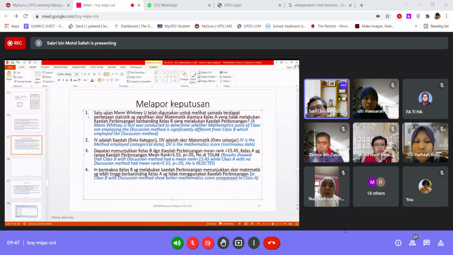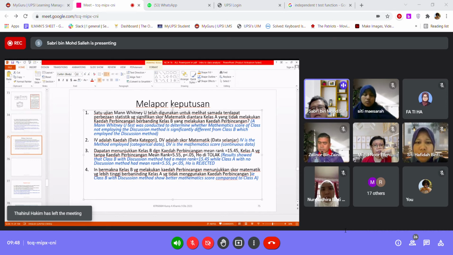Okay, number 1. A Mann-Whitney test was conducted to determine whether the mathematics score of class A, not employing the discussion method, is significantly different from class B, which employed the discussion method. The independent variable is the method employed. The dependent variable is the mathematics score.